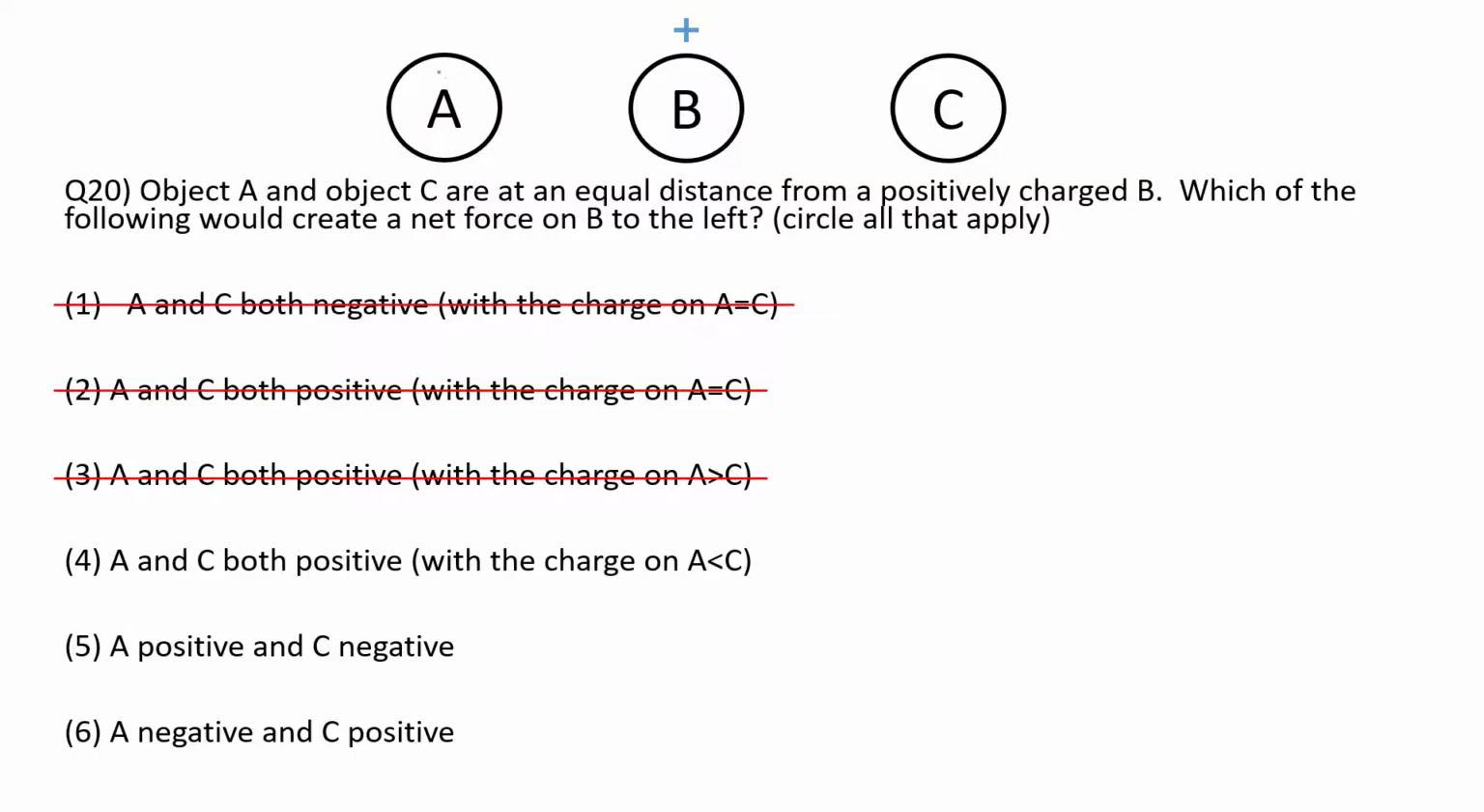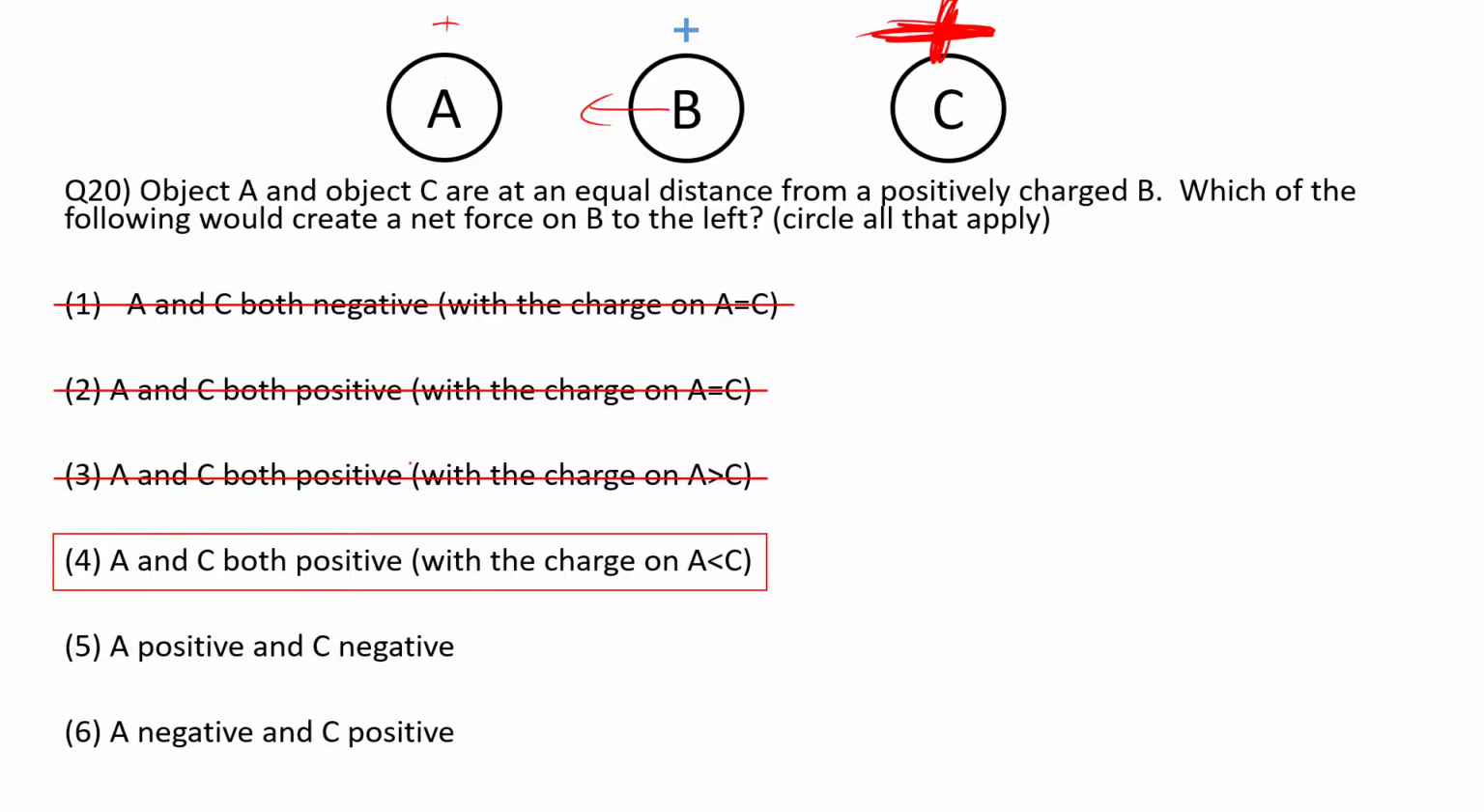If both were positive, but C was a big positive, C is going to repel that B. It's going to want to go to the left. A is going to push it to the right, but not as much as C, so this would be a situation where B would move to the left, with a net force to the left.